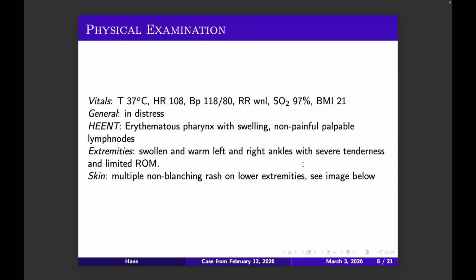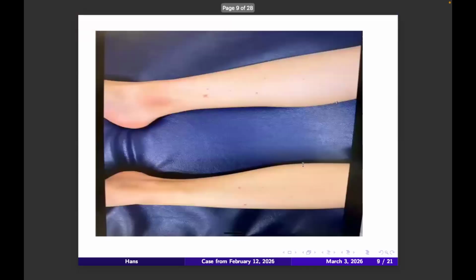The extremities, however, are swollen. They are warm, and we have tenderness and limited range of motion. And the skin shows a non-blanching rash on the lower extremities. Heart and lung were fine, no wheezing, no other problems. The rash is shown here, and it looks a little bit salmon, velvety colored on the picture.